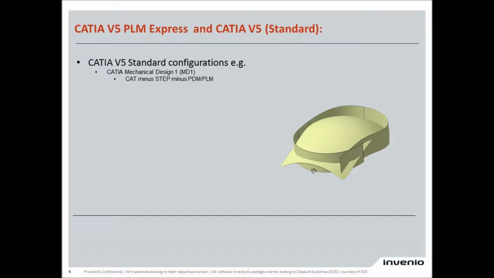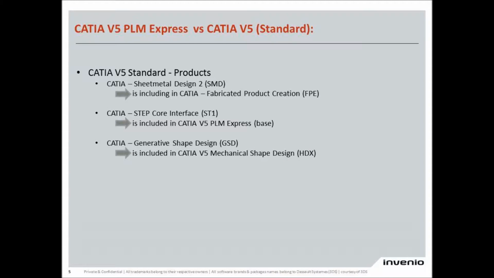While standard packaging doesn't have one foundation set of design tools, the comparable configuration would be something like CATIA Mechanical Design 1. This has all the CAT functionality except for STEP and doesn't come with a PDM system. PLM Express add-ons usually include more than one product, while the standard add-ons in this special offer are individual products. During the demonstration, I will try to make it clear which products you are seeing in action.